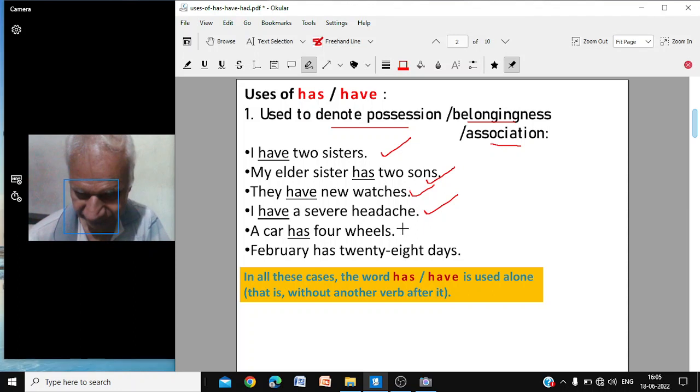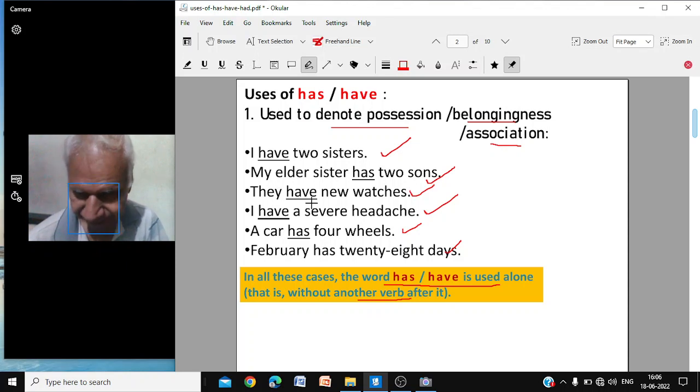A car has four wheels. The month of February has 28 days. So in all these cases, has or have means possession or belongingness or association. And note that the word has or have is used alone and is not followed by another verb.